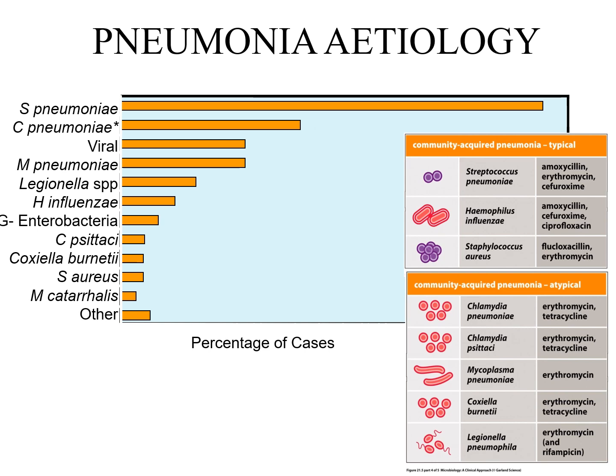What are the causes of pneumonia? Community-acquired pneumonia or typical pneumonia. Most common cause is strep pneumonia. We have also Haemophilus influenza and Staph aureus. The atypical causes of pneumonia, we have the chlamydia pneumonia, chlamydia psittaci, mycoplasma, coxiella, and legionella pneumonia.